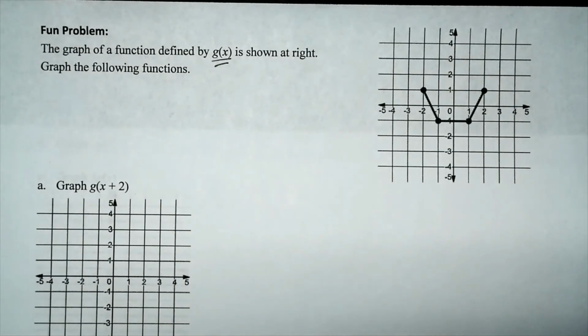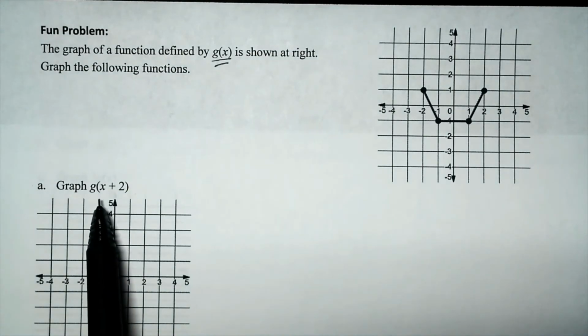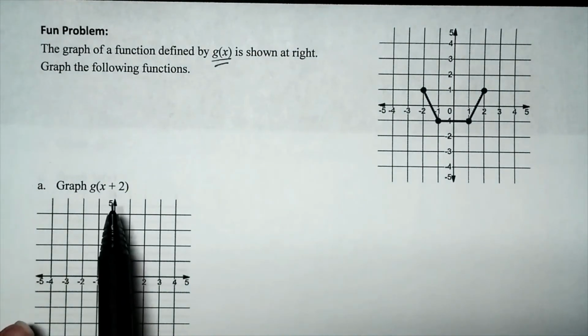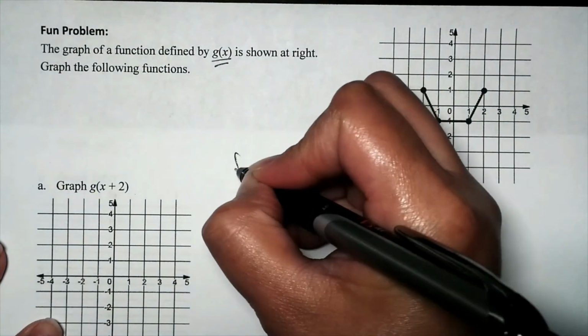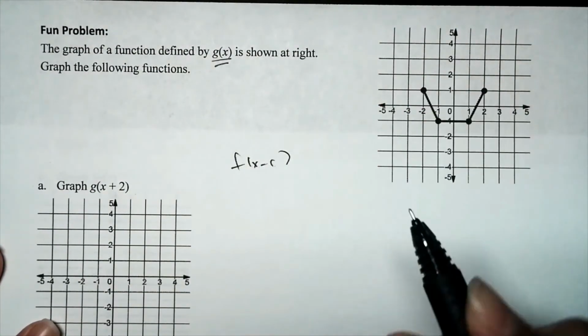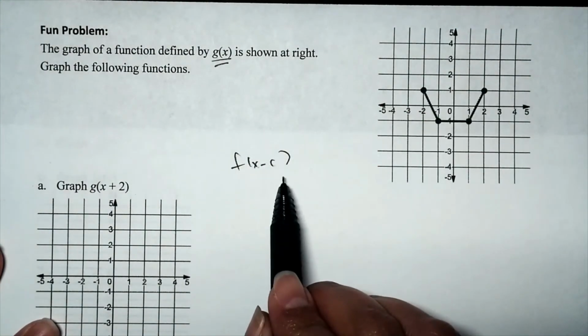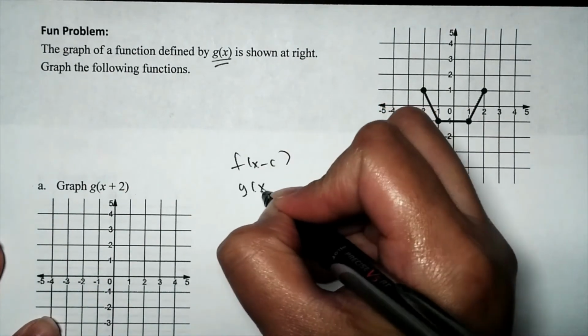Okay, so we have a function. The domain is not all real numbers. It goes from x equals negative 2 to positive 2. So the domain is from negative 2 to positive 2, where both negative 2 and 2 are included. Cool. So we are asked to graph g of x plus 2. So in this case, we're changing the x. So we're going to have some horizontal shifting.